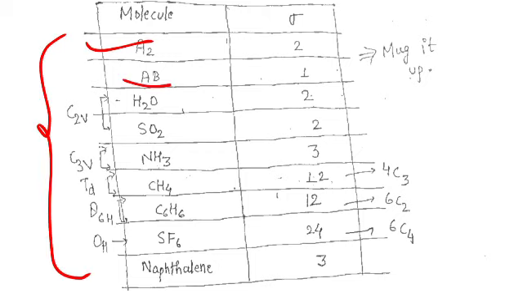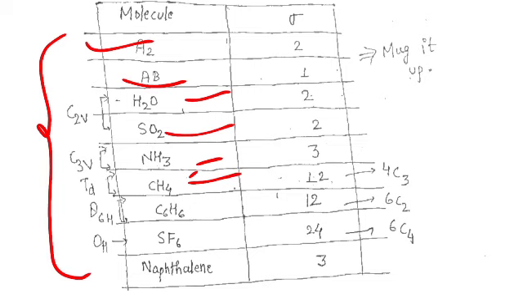For AB type molecules, there is only one atom of each kind. For example, AB type molecules are HCl, HBr, NaCl. Such molecules have one cation or one anion, so the sigma value will be 1. Similarly, water has 2 hydrogens, so it is 2. In SO2, 2 oxygens, sigma value will be 2. For NH3, 3 hydrogens, so value 3. And for methane it is 12.